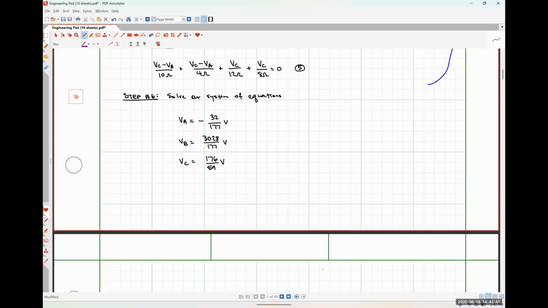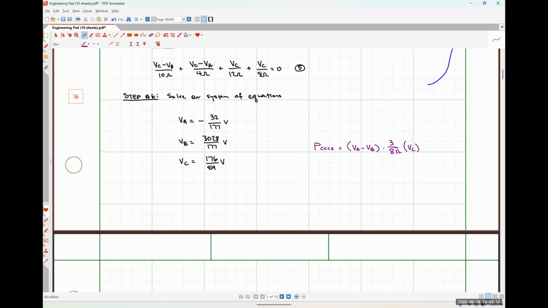So just as a side thing here, the power supplied by my current controlled current source is going to be VA minus VB multiplied by 3/8. So 3 over 8 ohms, I guess, if I want to use units here to do things correctly. And this is going to be VC.